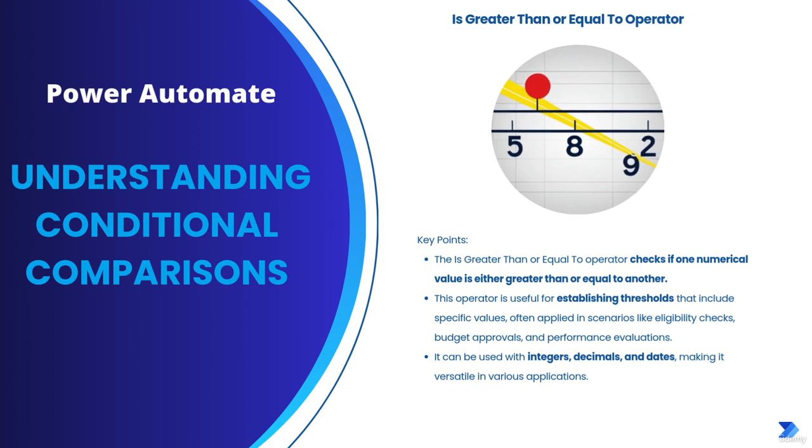Is greater than or equal to definition. The is greater than or equal to operator checks if one numerical value is either greater than or equal to another. This operator is useful for establishing thresholds that can include specific values.